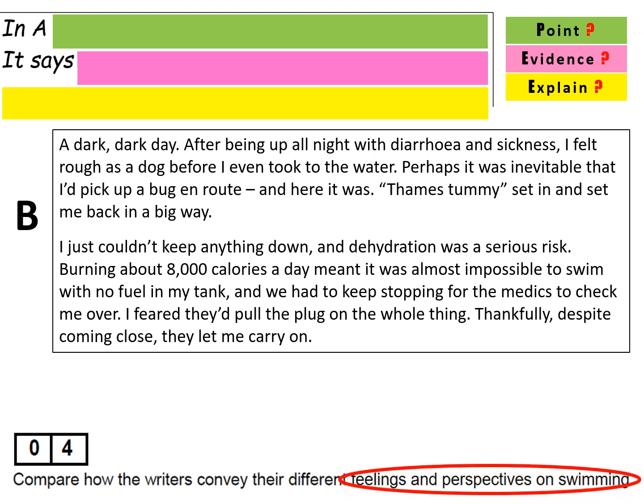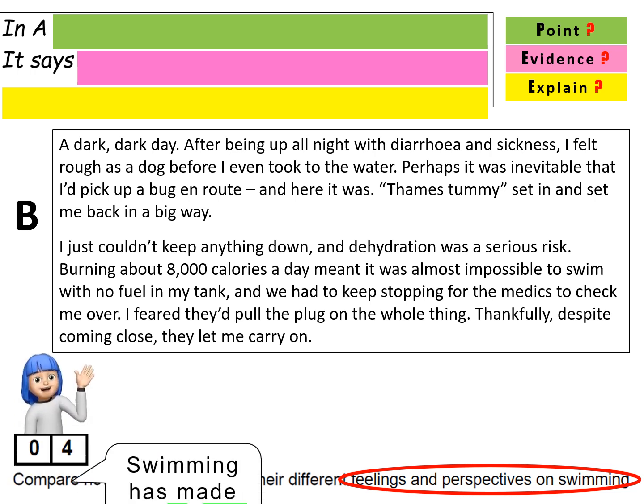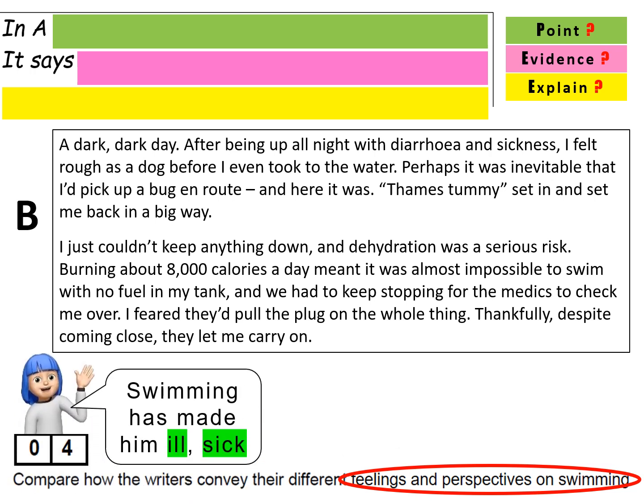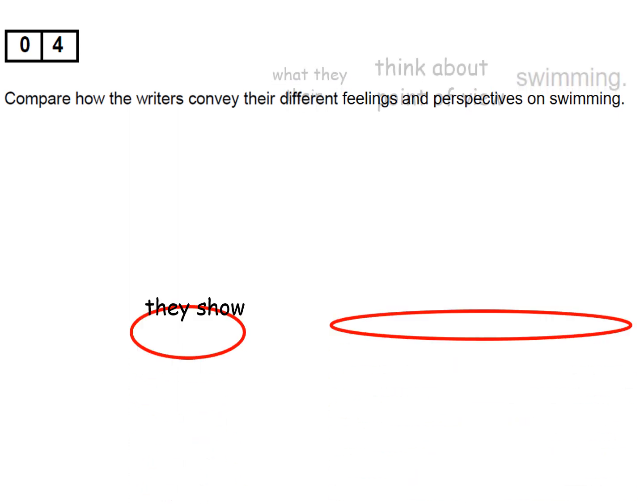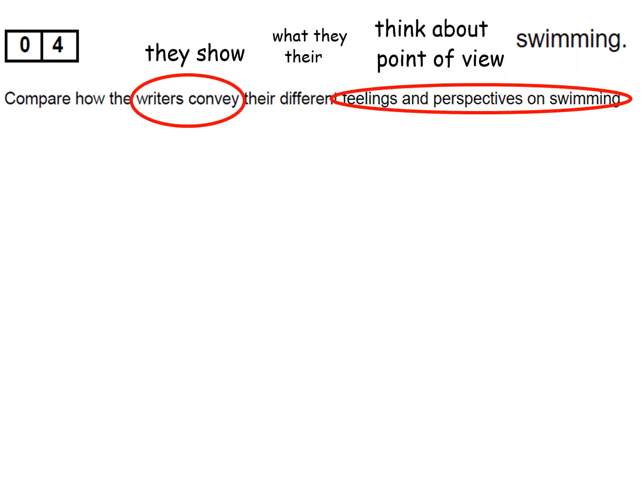And here's the second one. And again, you're going to have to read it and work out what he feels about swimming. What's his point of view? Again, I have. And I can see that swimming's made him ill. He's sick. He's definitely not doing this for pleasure. It says in the thing, he's trying to raise money. And it's not fun at all. So I got some points. So read both, got a couple of things to say.